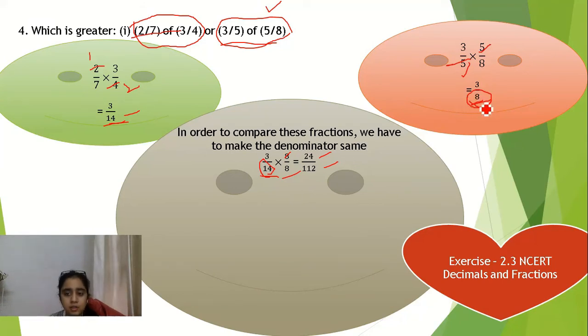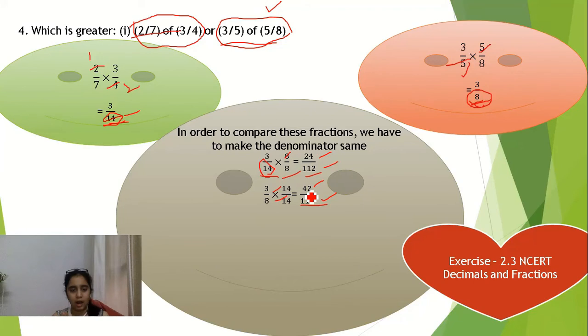In the same way, this number is 3 upon 8, and we have to make the denominator 112, just like the other one. So you have to multiply the numerator as well as the denominator by 14. So 14 multiplied by 3 is 42, and 14 multiplied by 8 is 112. So if you see, now we have the same denominator values.